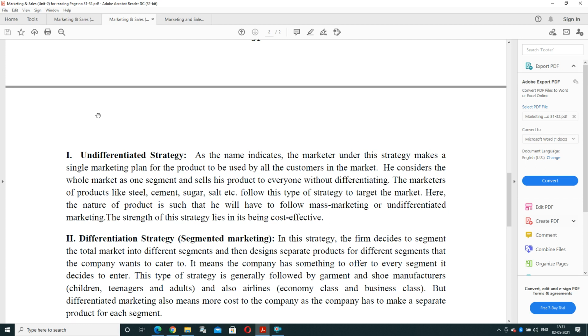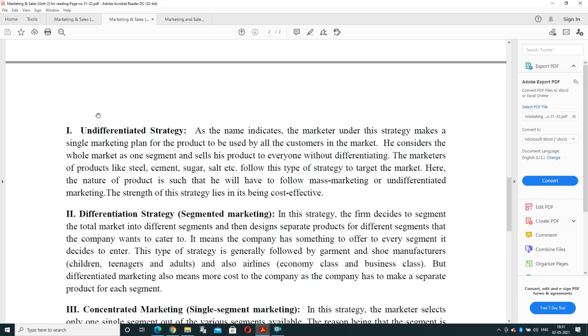Next is the differentiated strategy, that is a costly technique. In this strategy, the firm decides to segment the market into subparts and then designs a separate product for different people. It means the company has something to offer to every segment it decides to enter. This type of strategy is generally applied in the ready-made garments or shoe market, where it depends upon children, teenagers or adults. It is also used in airlines, like economy class and business class.